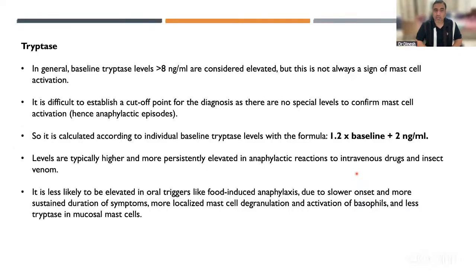Okay, so this helps in the diagnosis of anaphylaxis. Levels are typically higher and more persistently elevated in anaphylactic reactions to IV drugs and insect venom compared to food anaphylaxis. Now, this may be because of slower onset and more sustained duration of symptoms, more localized mast cell degranulation and activation of basophils, and less tryptase in the mucosal mast cells.